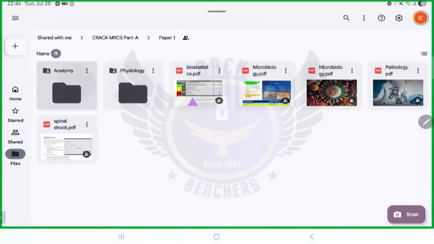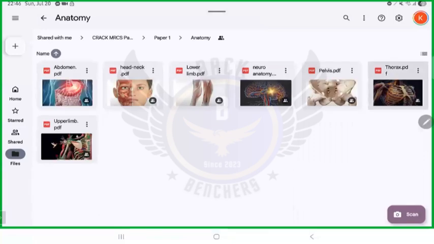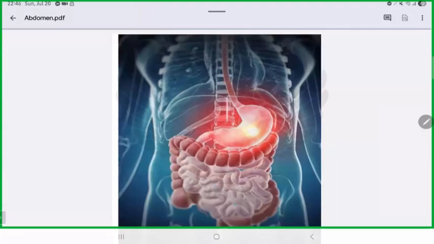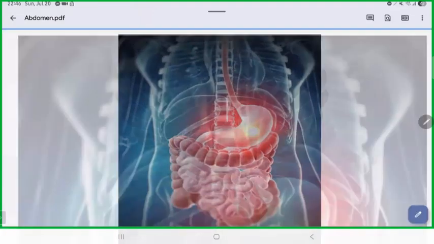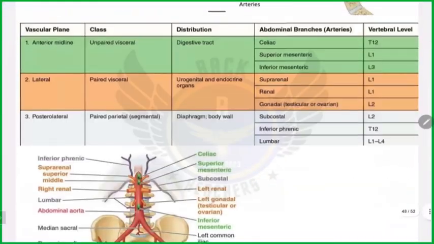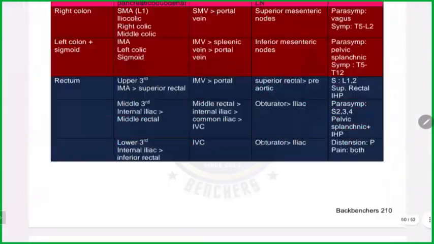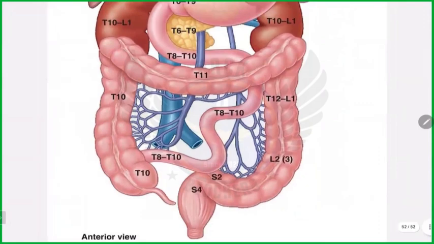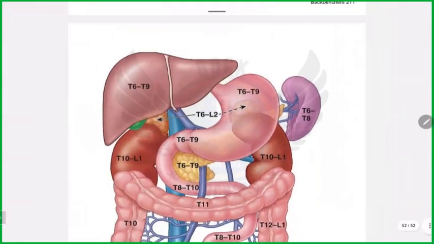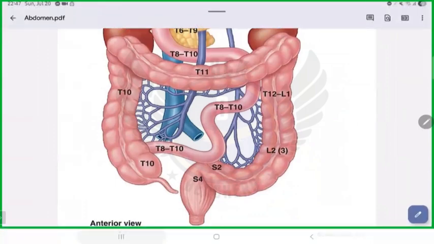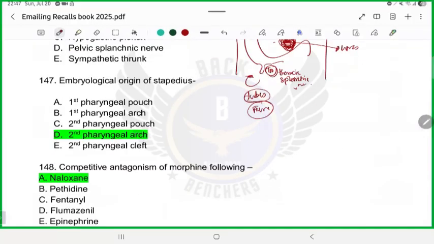Paper 1, anatomy, our abdomen PDF. The last picture. See this one. This is our thoracic segment 10, supplied by thoracic segment 10. So for this area, pain will be referred to the peri-umbilical region.